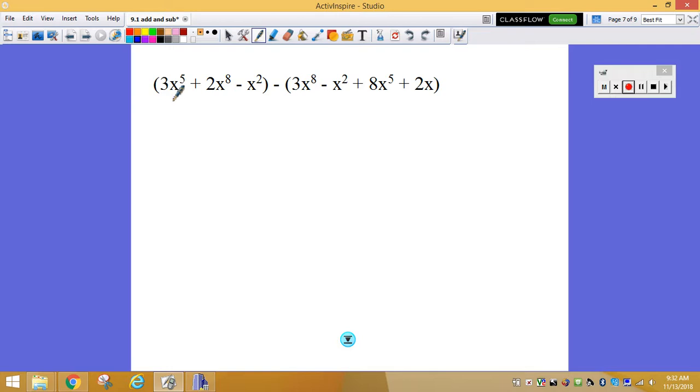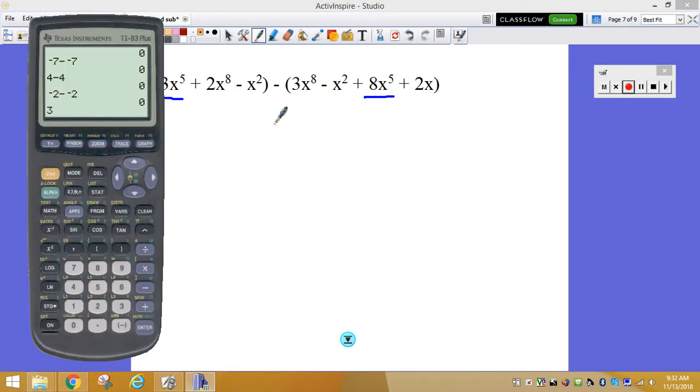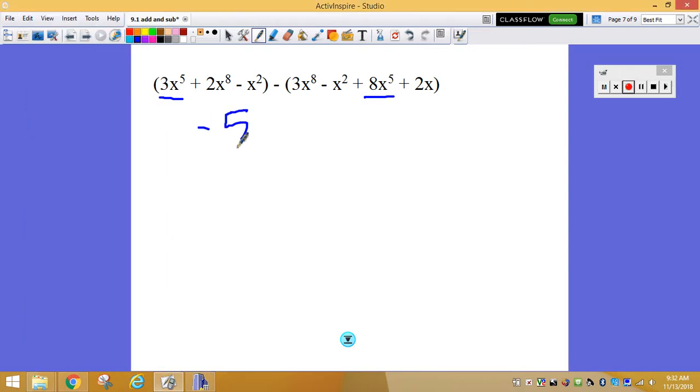All right, let's do this one. I have a 3x to the 5th that I can combine with another x to the 5th, which is right here at the end. So 3, my middle sign is minus, and it's a positive 8. That gives me negative 5. I'm going to put x to the 5th. Now I'm going to scribble it out because I've used them.